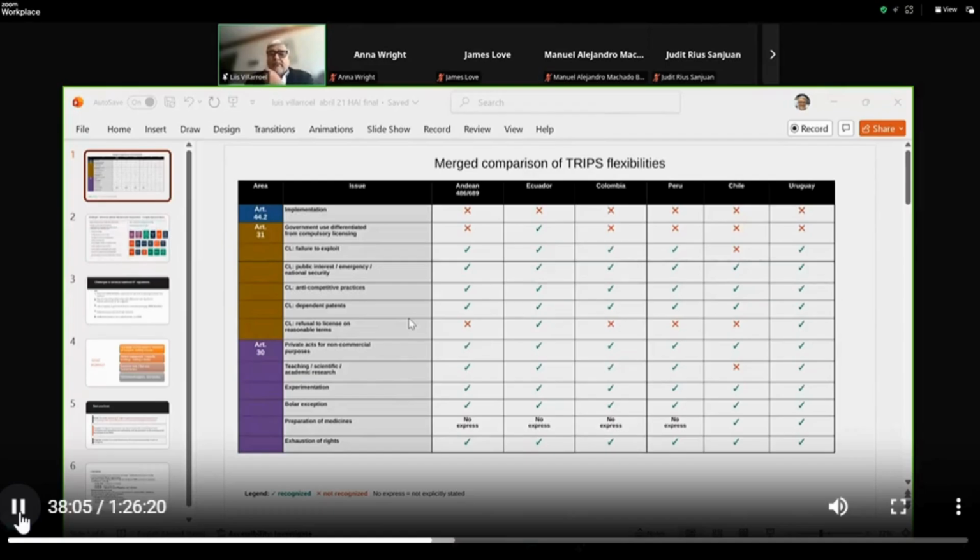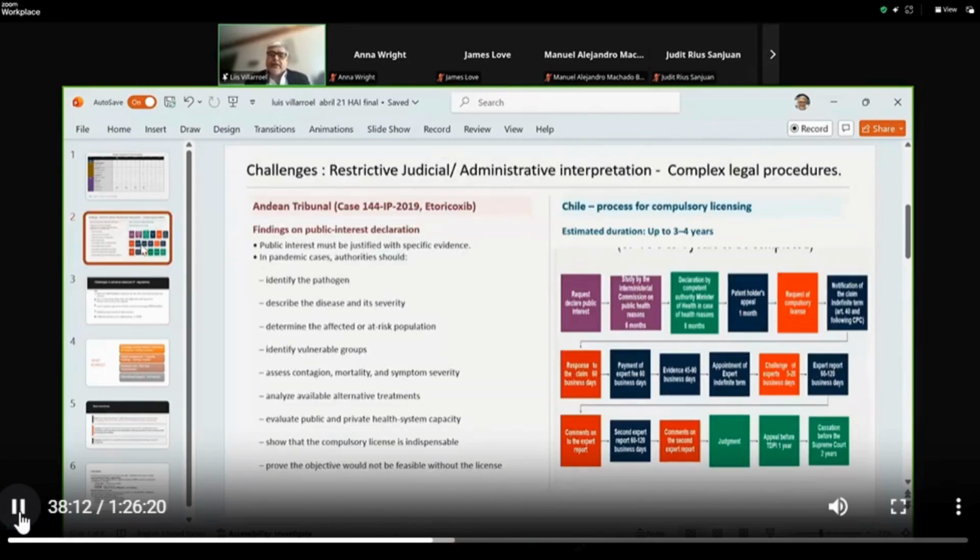And the question is, why don't we have more compulsory licensing? And the answer is based on, I think, two areas. One is that despite the possibility of compulsory licensing, we have a restriction on court interpretation. The best example is the Andean case for etoricoxib, where the requirements for a compulsory license in the case of a pandemic were extremely complex and not feasible. Also, in the case of Chile, which does not differentiate government use from regular compulsory licensing, the process can take 3 to 4 years.